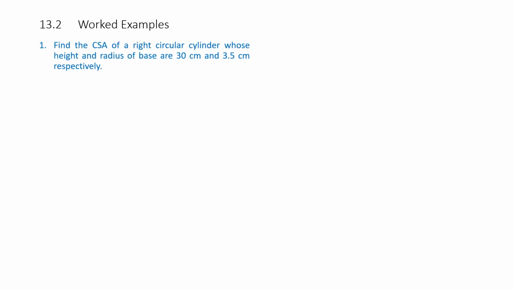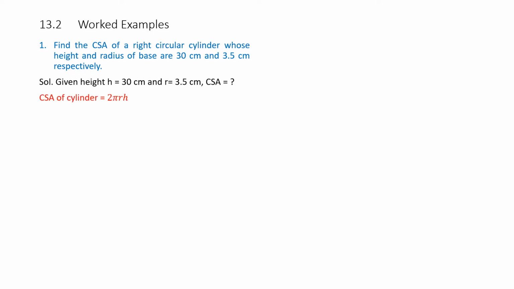Let us take example number 1. Find the curved surface area of a right circular cylinder whose height and radius of the base are 30 cm and 3.5 cm respectively. In this problem, height is 30 cm and radius is 3.5 cm. We are required to find the curved surface area, for which we have to remember the formula.